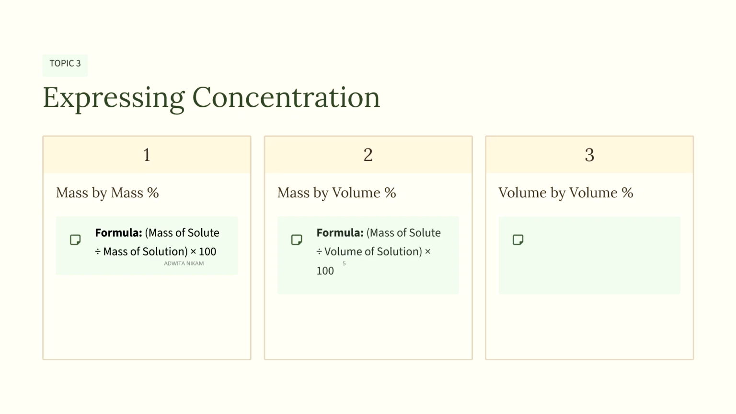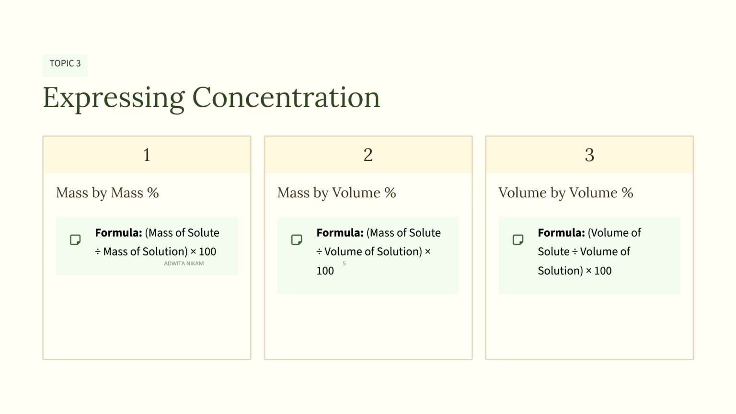The second one is mass by volume percentage. Here we divide the mass of the solute by the volume of solution, then multiply by 100. For example, 5 grams of glucose are dissolved in 100 milliliters of solution. The concentration is 5% mass by volume. And finally, volume by volume percentage. This is mainly used when both the solute and solvent are liquids.